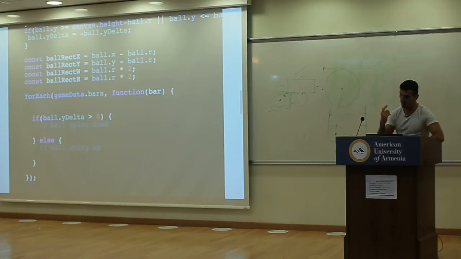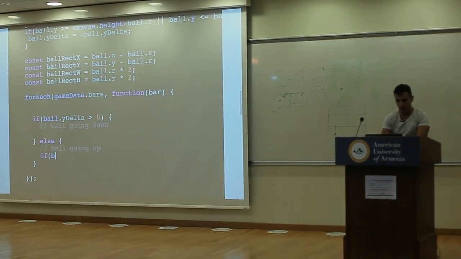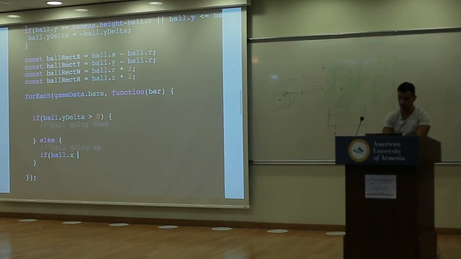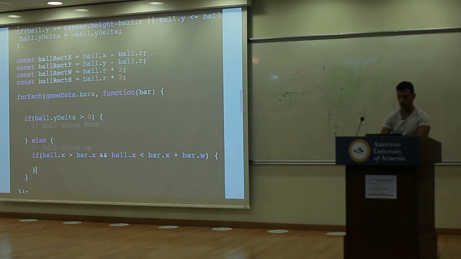So, if the ball is going up, what you need to do is check if ball dot x is... what if the ball is down? Well, we need to check the y too. Wait, just for now, just check the x. If ball dot x is greater than bar dot x and ball dot x is less than bar dot x plus bar dot width, then we know that we're inside of that x range, right? Now we need to check the y.